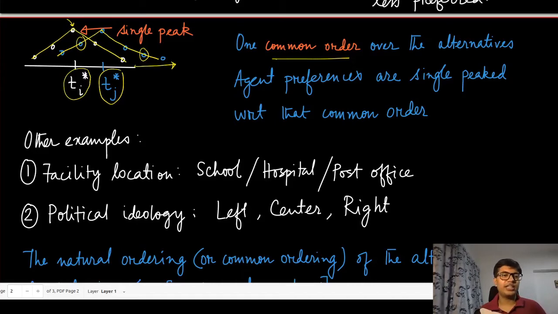Similarly, you can think about political ideology. If you have a specific political ideology, anything left or right of it is not really beneficial for you. Or if you are at the extreme, then your preference profile can only go down in one direction. That is also a single peak preference. There are various other kinds of examples that you can construct, and they all fall under this category of single peak preferences.